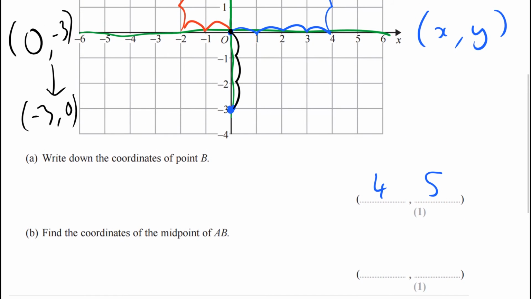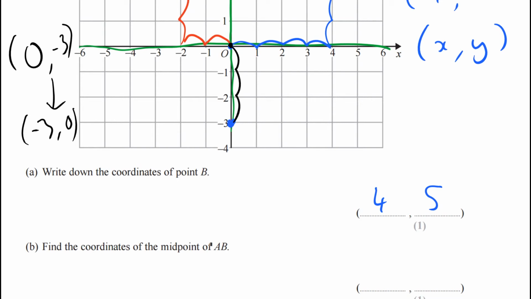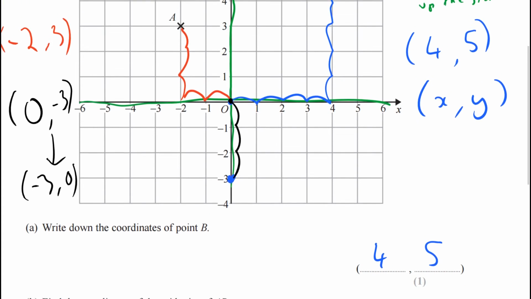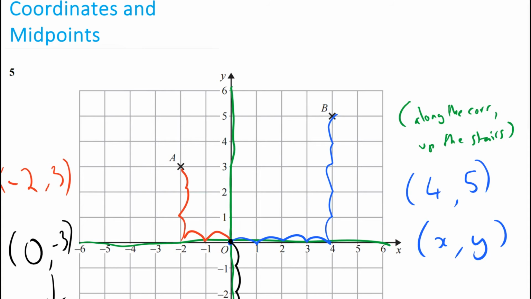Finally, let's do midpoints. So question B says find the coordinates of the midpoint of A and B. Okay, so there's A and there's B. If you have a graph like this, the best way to find the midpoint is to simply count how far across it is to get from A to B along the corridor. So normally the corridor obviously starts at 0, but we're going to go from A to B. So we're going to count 1, 2, 3, 4, 5, 6 to the right. So what's the midpoint of 6? The midpoint of 6 is here at 3.